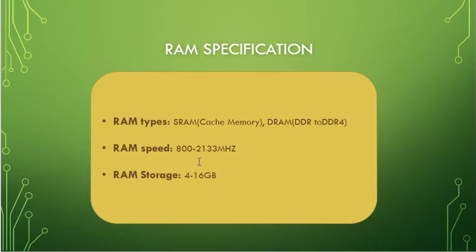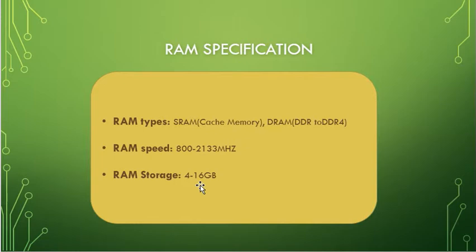And then there is RAM speed, which is important as well, but it doesn't make that much difference. The speed goes from 800 megahertz in DDR3 to 2133 megahertz in DDR4. RAM speed is important, but it is not as important as RAM storage. RAM storage doesn't have to be, but the most common sizes are from 4 to 16 gigabyte.